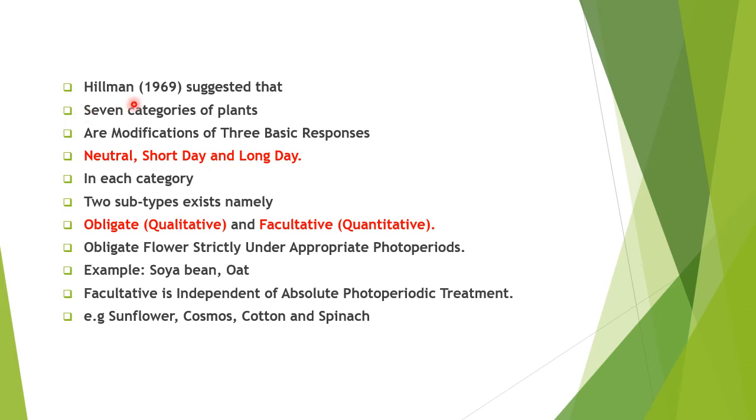But as per Hillman in 1969, he suggested that the 7 categories of plants are basically modifications of 3 basic responses: neutral, short day, and long day. In each category, 2 subtypes exist, namely obligate, which is qualitative, and facultative, which is quantitative. Obligate plants flower strictly under appropriate photoperiods. Example, soybean, oat. Facultative is independent of absolute photoperiodic treatments, like sunflower, cosmos, cotton, and spinach. So this is the modification. Basically, they say there are only 3, but there are subtypes to it. And this covers the types of photoperiodism. As we have seen, short day, long day, and neutral, short long day, long short day. These are some of the types.